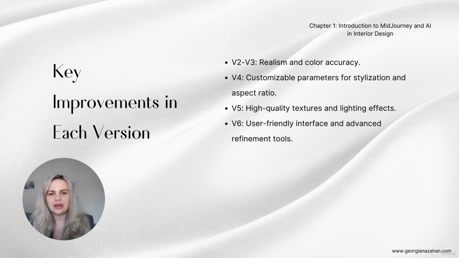Okay, now let's break down the glow up journey of Midjourney's versions. Because yes, it's been evolving like a Netflix character arc. Starting with versions 2 and 3, the big deal here was realism and color accuracy. Before this, AI would sometimes give you a purple floor or a floating chair, very dreamy, very weird. Versions 2 and 3 started showing more structured layouts and more believable color palettes.